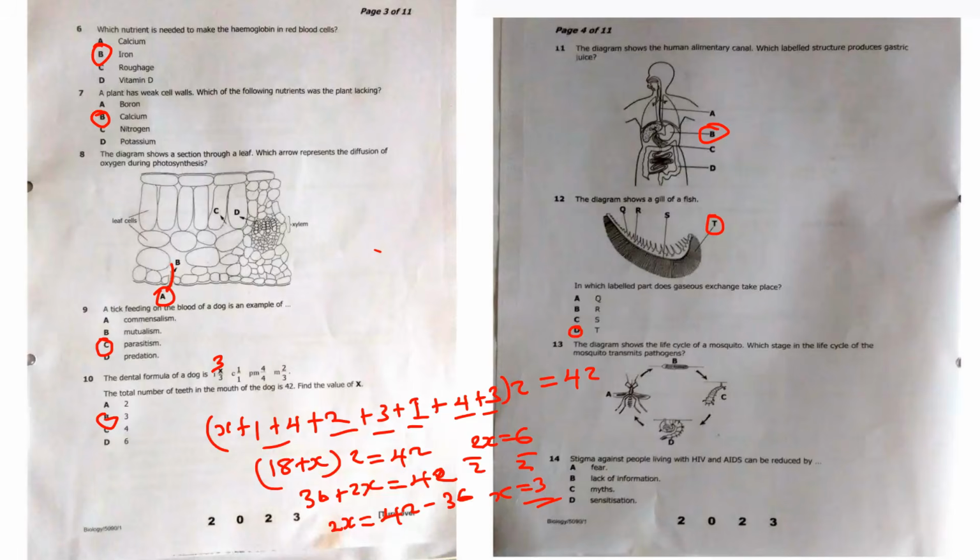The diagram below shows the life cycle of a mosquito. Which stage in the life cycle of a mosquito transmits pathogens? The active one is the adult. So the adult is the one that transmits pathogens. The stigma against people living with HIV and AIDS can be reduced by sensitization. We answered such a question at some point.